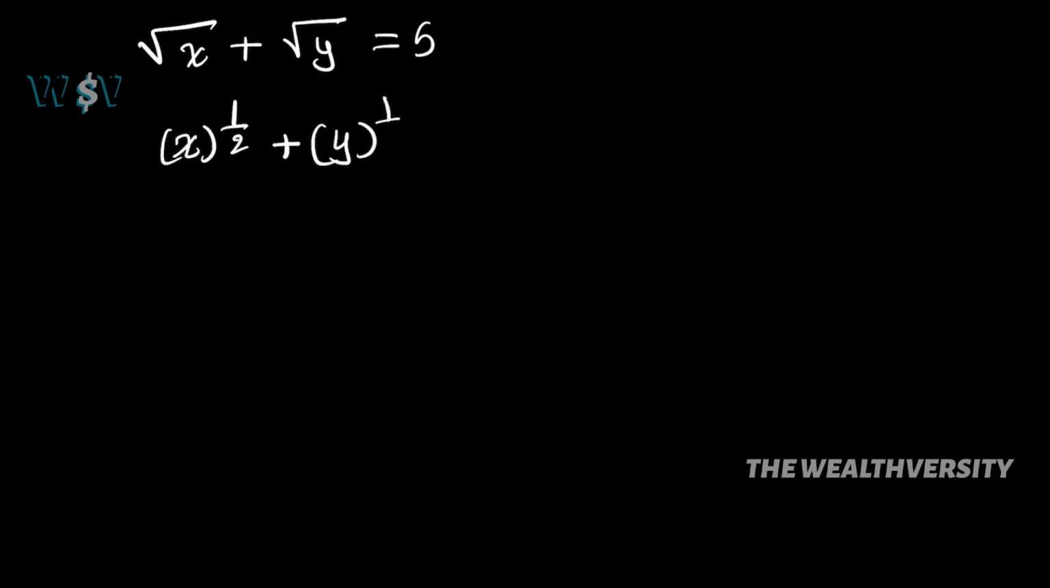Here is another example. We have the square root of x plus the square root of y is equal to 5. Before we differentiate, we will convert the format of the equation to something easier so we can differentiate it. The square root of x is equal to x to the power of half, and the same for y to the power of half, and we keep 5 the same.